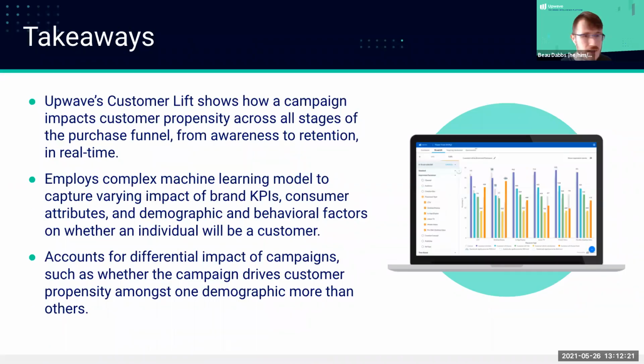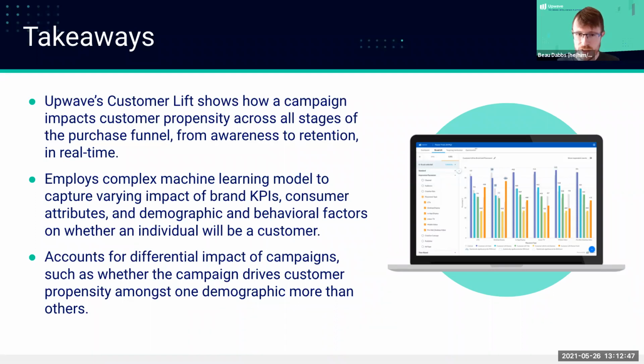So today we did a deep dive into Upwave's new customer lift methodology, showing how customer lift allows brands and advertisers to better understand the full funnel impact of their advertising campaigns, even if they aren't directly targeting something like direct response outcomes. This methodology works by employing complex machine learning models to first understand what factors impact whether or not a consumer will be a customer of the brand.